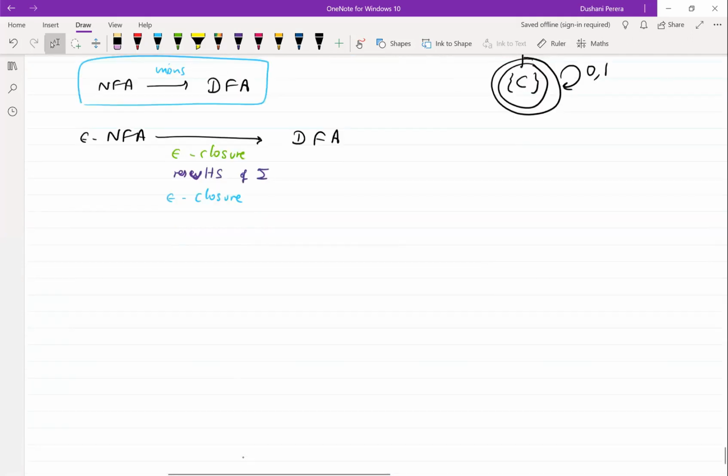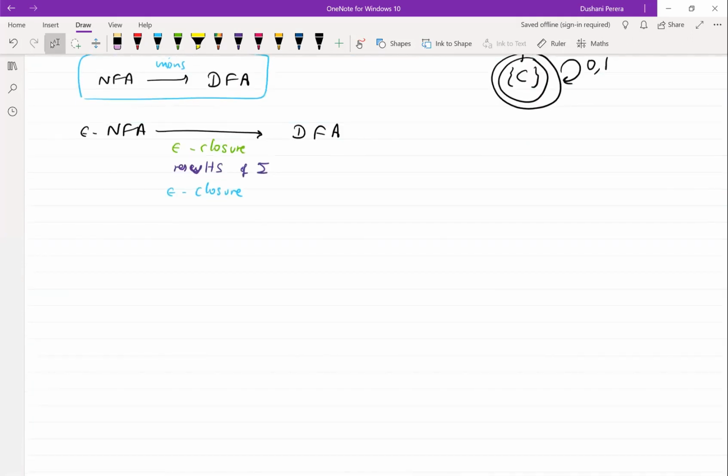Now let's go to another example, another activity rather. Can you all come to the VLE? In the VLE, I have put up another activity, another example.